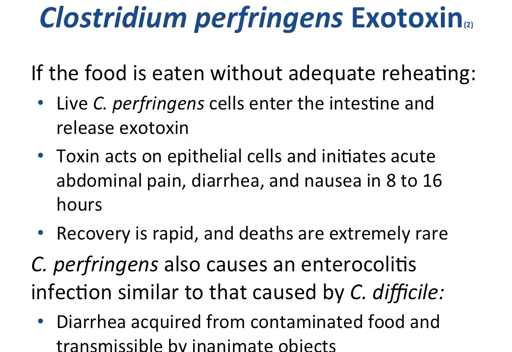So that means if we don't cook enough, the food still contains this bacteria. So when we eat those bacteria, we get infection of C. perfringens. Okay, so it can invade the intestine and release the endotoxin. So the endotoxin can cause the epithelium cells to produce huge secretion and induce abdominal pain, diarrhea, nausea in 8 to 16 hours.